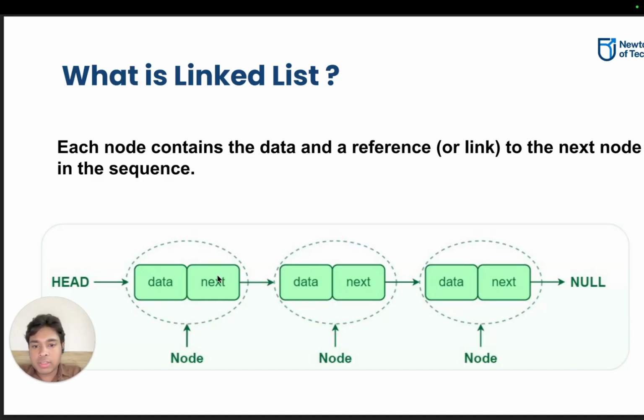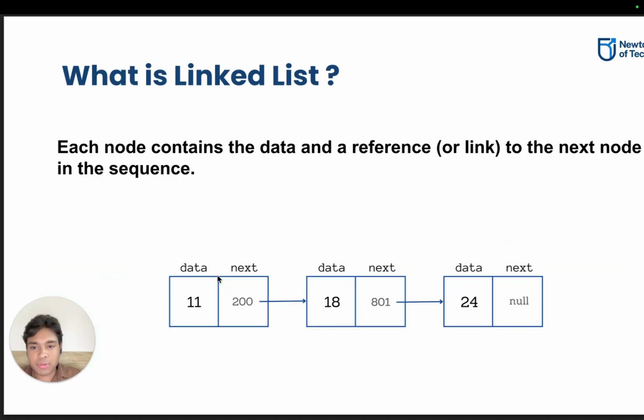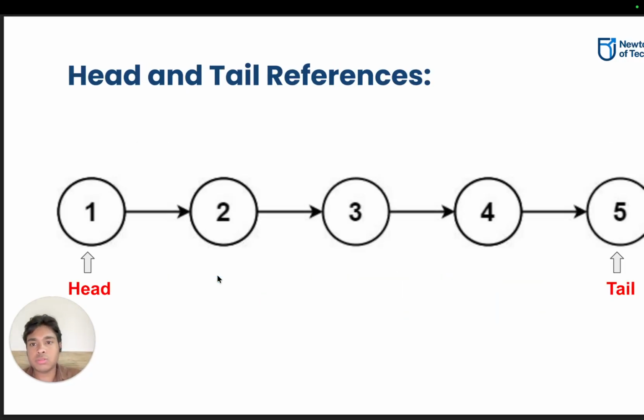The second one has its data and the reference to its next node. So each node contains the data and a reference or link to the next node in the sequence. So you can see the data is 11 and the next, 200, is the position where the next node is stored. So head and tail reference: the first element of the list is called the head and the last one is called the tail.